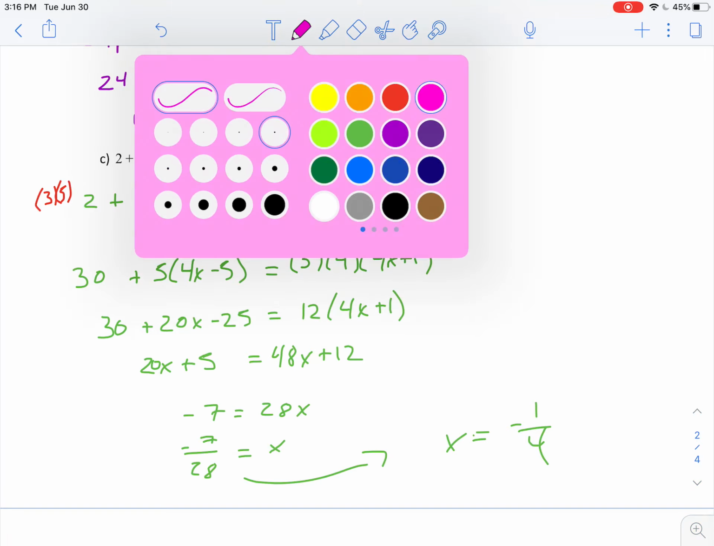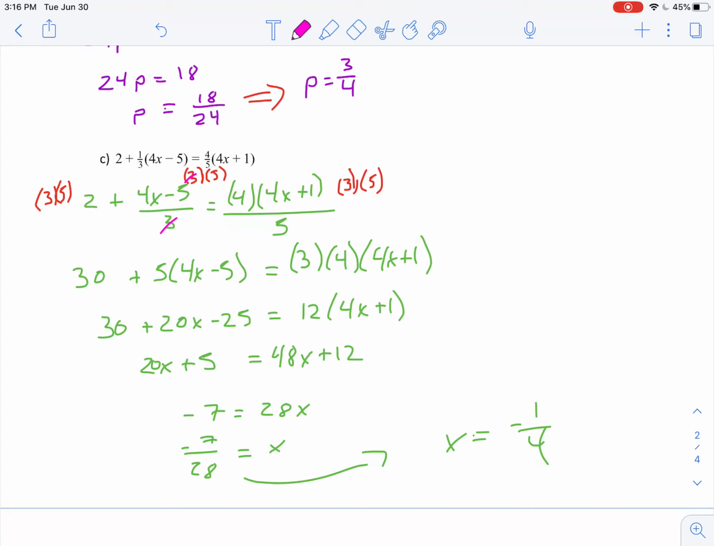So now that this becomes canceled, this goes away, that goes away, I look for my other denominator, which is on the right side, and that's a value of 5. How do I eliminate this? I multiply it by 5, and I also multiply every other term in the equation by 5. So then these cancel, and I'm left with 3 times 5 times 2, which is 30, plus 4x minus 5 times 5 is equal to 3 times 4 times 4x plus 1, which I have written here.